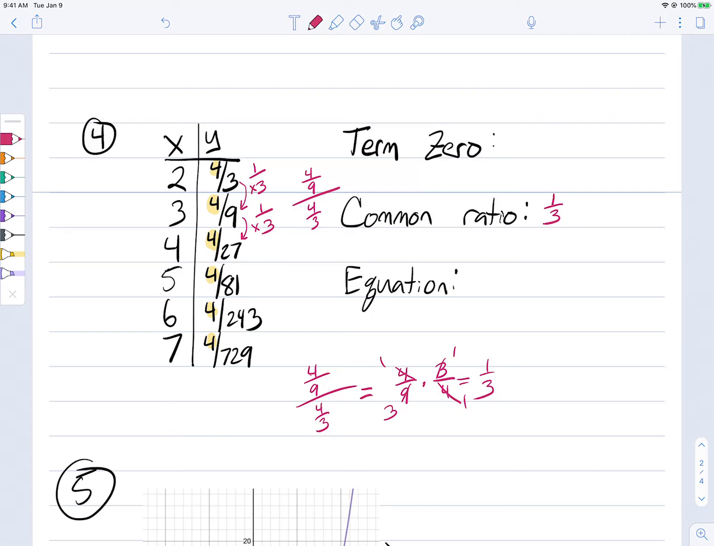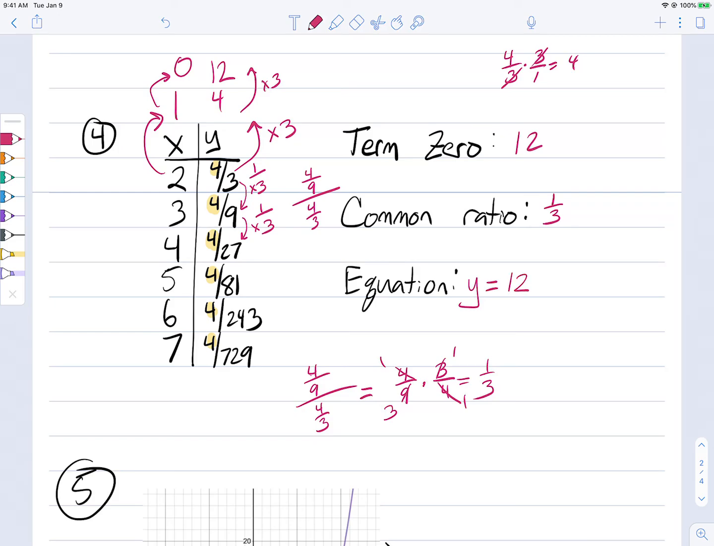So what's the opposite of that? The opposite of multiplying by 1/3 would be multiplying by 3. Dividing by 1/3 is like multiplying by 3. If I multiplied 4 over 3 by 3 over 1, the 3's cancel, giving me a 4. So the first term is a 4. Still not quite there with my 0 term. If I do this one more time and multiply by 3, I get 12, which means my 0 term is a 12. So my equation would be y equals 12 times 1/3 to the x power.